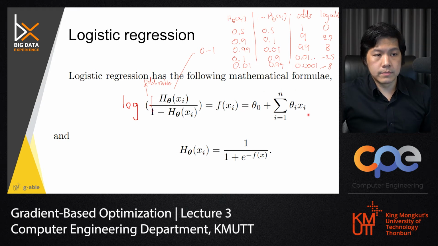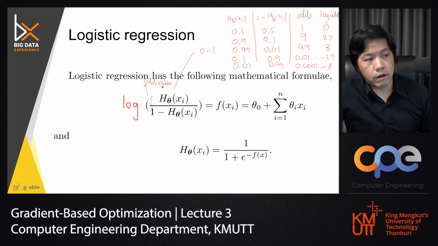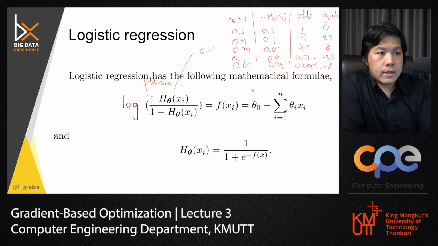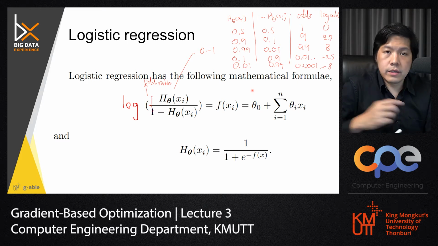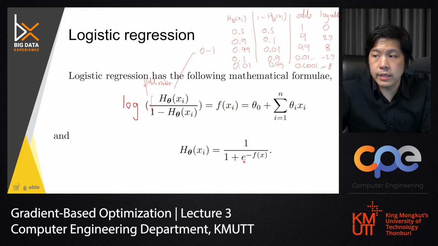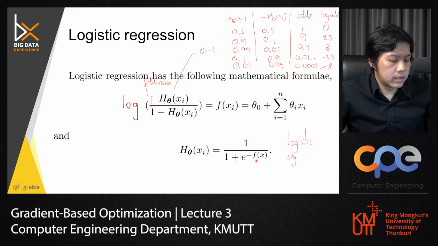Okay, so instead of having the linear regression term, which is f of x equal to theta 0 plus the summation of theta i xi, where theta are the parameters of the model, we now have the log of odds equal to the linear terms. For logistic regression, the probability comes from this one: you can invert the equation a bit and get h theta xi equal to 1 over 1 plus e to the minus f of x. This is the logistic function, or by another name, the sigmoid function.